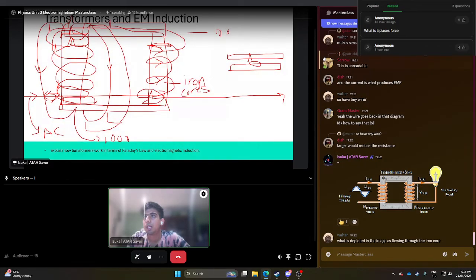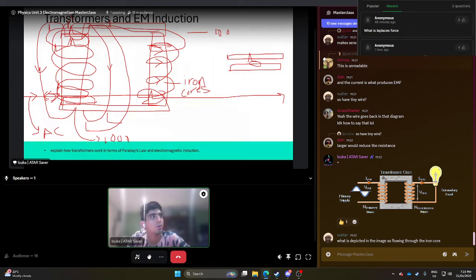The wire goes back in the diagram and larger reduces the resistance. Actually, yeah. So I guess now that I think of it, if you have a larger diameter, that means you would need more wire and therefore there would be more resistance. Yeah, that's pretty good. Good job.